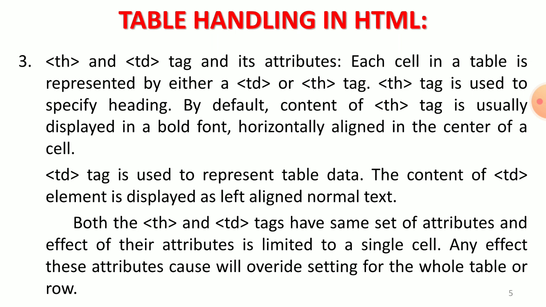And next is TD. The TD tag is used to represent the table data. The content of TD elements is displayed as left aligned normal text. Both the TH and TD tags have the same set of attributes, and the effect of their attributes is limited to a single cell. Any effect these attributes cause will override the setting for the whole table or row.